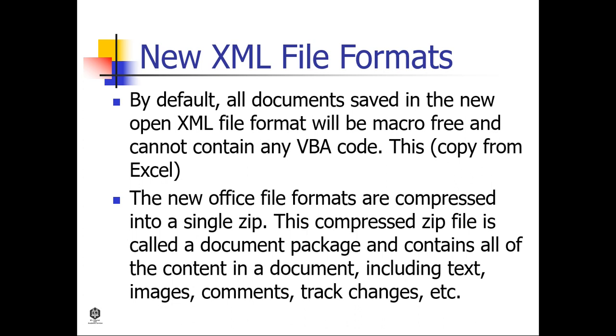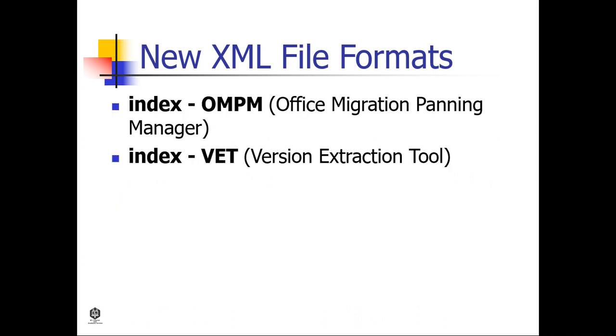code. This is copied from Excel. The new Office file formats are compressed into a single zip. This compressed zip file is called a document package and contains all of the content in a document, including text, images, comments, track changes, and so on. The index OMPM is the Office Migration Planning Manager, while the index VET is the Version Extraction Tool.